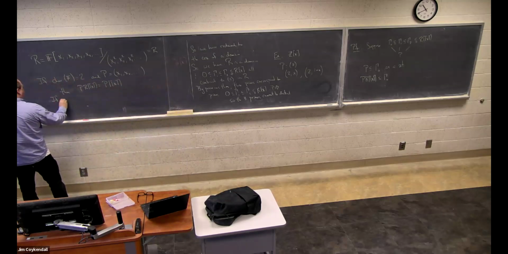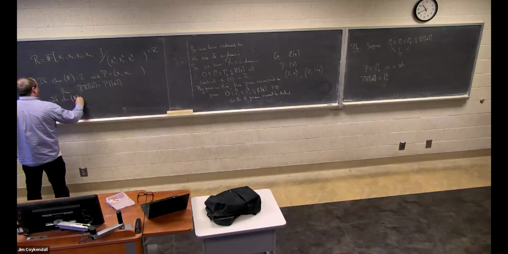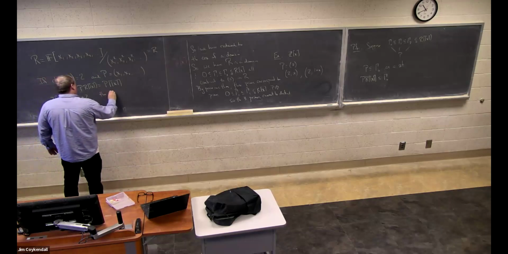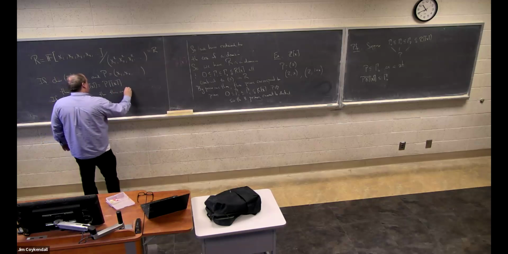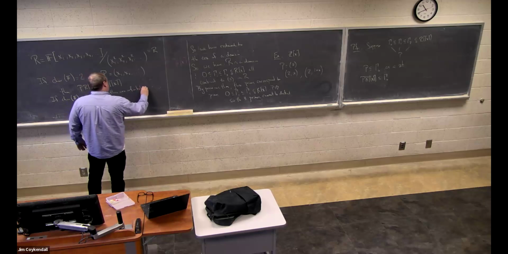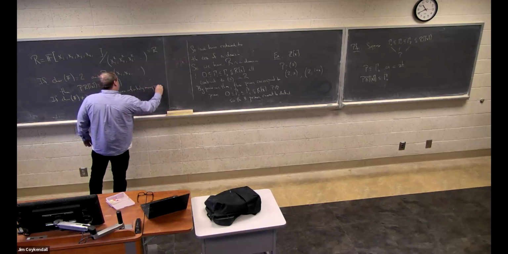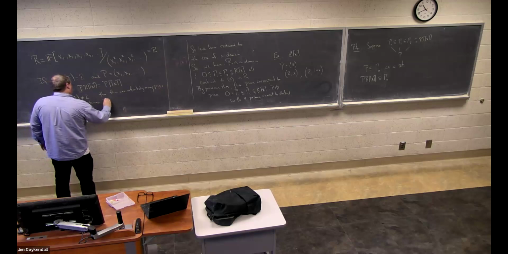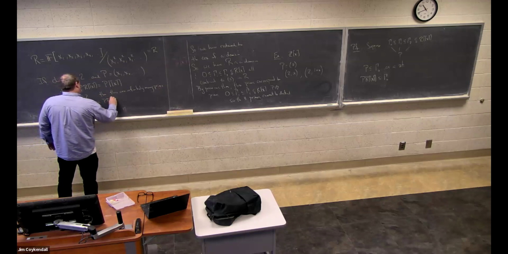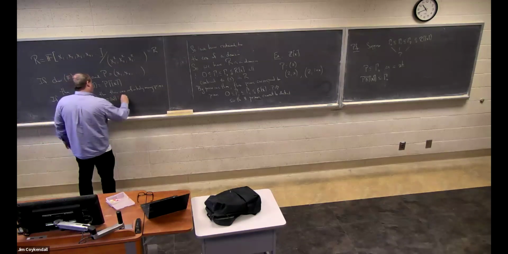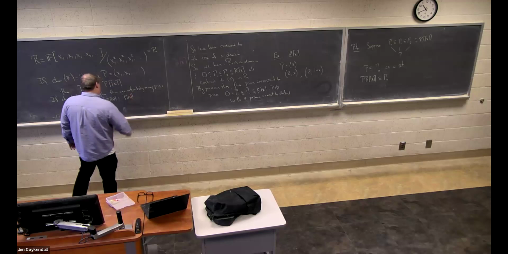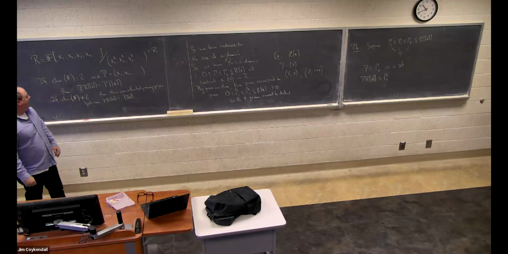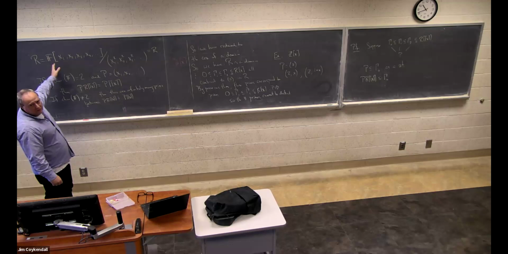If the characteristic of F is not 2, then there are infinitely many primes between them, right? So this is bad, right? You change the characteristic to 3 or to 0, and you're done.